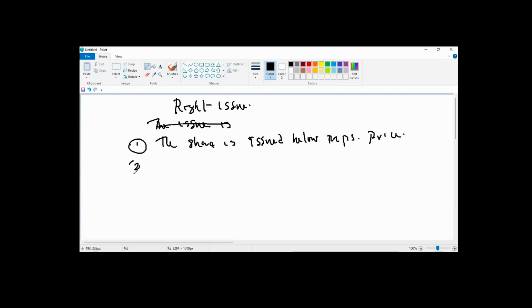Secondly, to calculate, either with condition or no condition, I must calculate the bonus factor. And we said the bonus factor is market price per share over what? Theoretical ex-right price. We said another name for market price per share is cum-right price. That's what we have said.